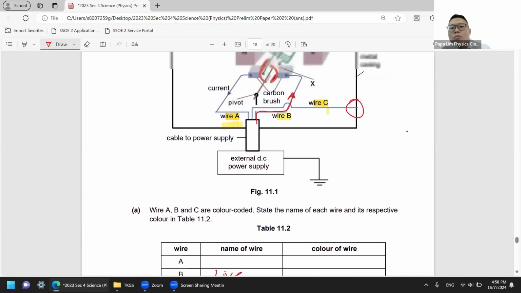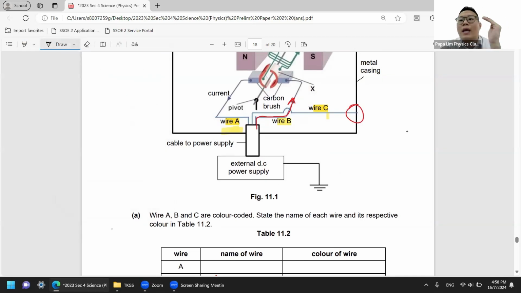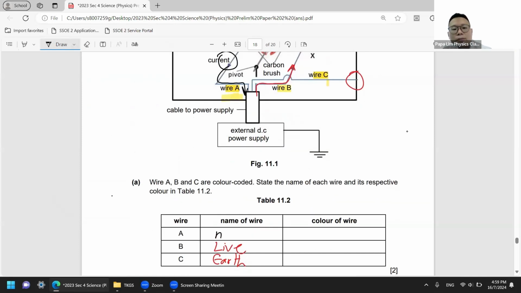And similarly, how do I consider that wire to be a neutral wire? By definition, a neutral wire is the wire that carries current back to the power source. So in this case, wire A is actually what we know as the neutral wire. I would say that's the way we define it.